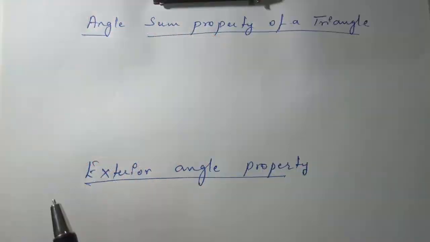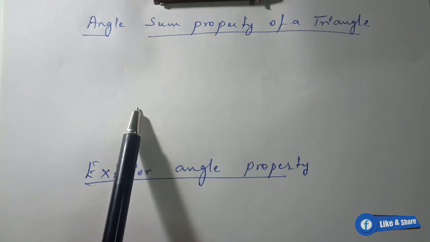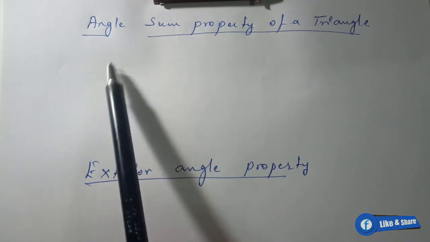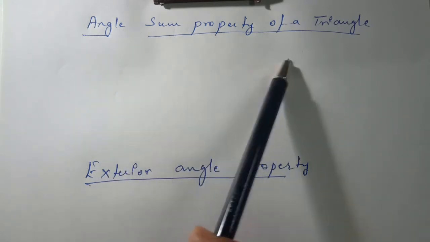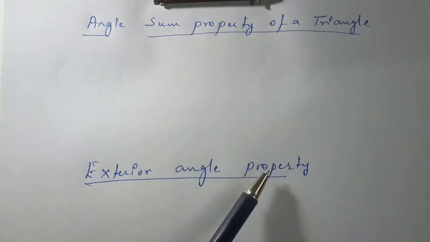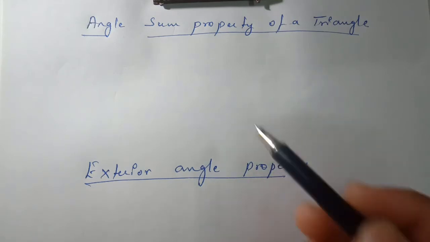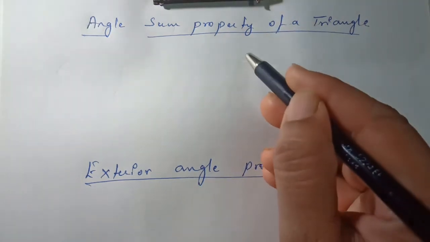Students, today we are going to learn the properties based on triangles. So here are two properties. Number one is the angle sum property of a triangle and the other is the exterior angle property. So what is the angle sum property of a triangle? This property is for the interior angles of a triangle.